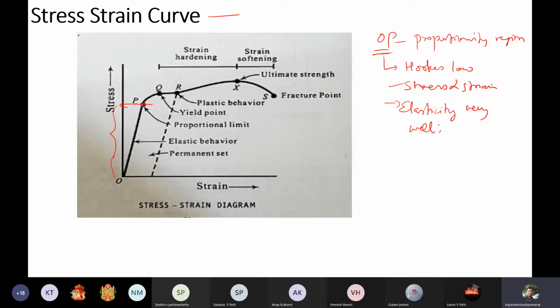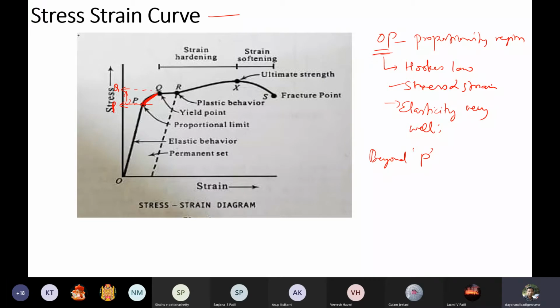But beyond P, if you apply stress beyond this region, what happens? The material will not be in the perfectly elastic region. It slowly starts to lose its elasticity, but it is still in the elastic region. From this region to this region, I can mark it as Q on the y-axis also. Up to the point Q, it is in the elastic region. Between P and Q, the material is both plastic as well as elastic.